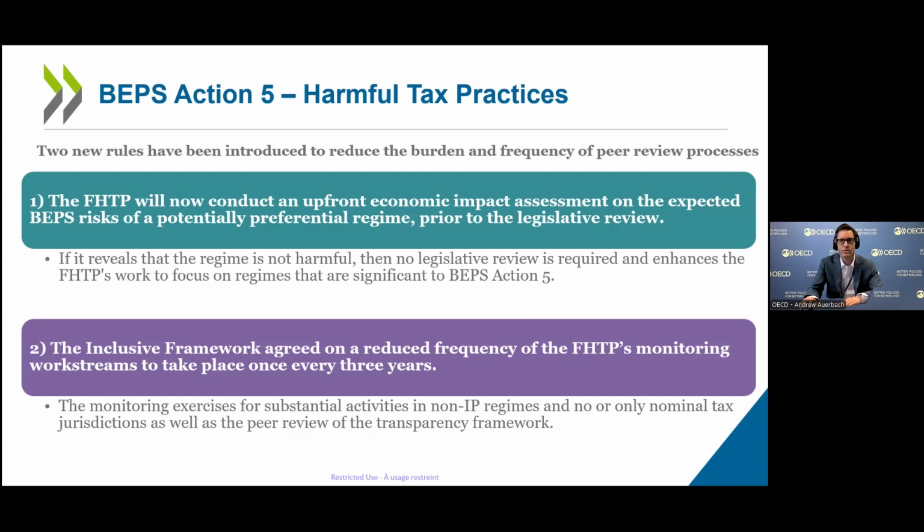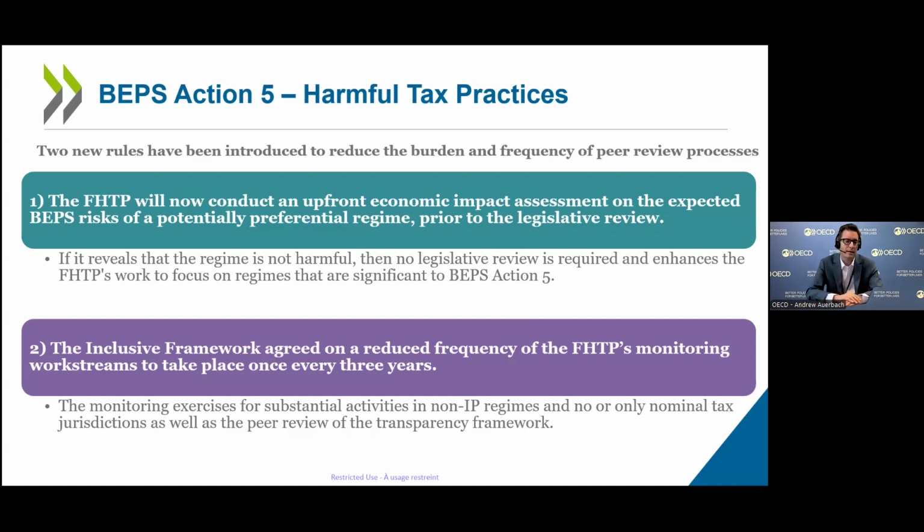Previously, countries may have been required to change their laws for regimes that ultimately were found not to pose any actual BEPS risks. This way, the economic assessment is done first, and if it reveals that the regime is not harmful, then no legislative review is required. This procedural change streamlines the FHTP's work and enhances its focus on regimes that are significant for maintaining the integrity of the BEPS Action 5 minimum standard and ensuring a level playing field without requiring jurisdictions to make legislative changes where such changes are not necessary to address BEPS risks.